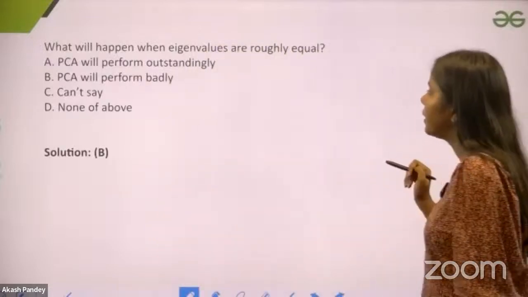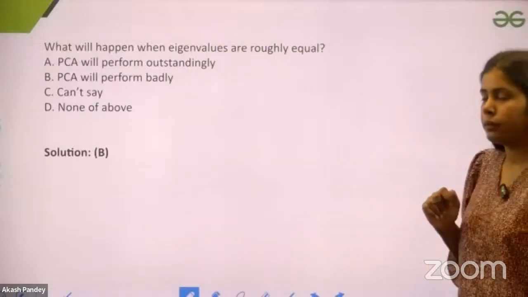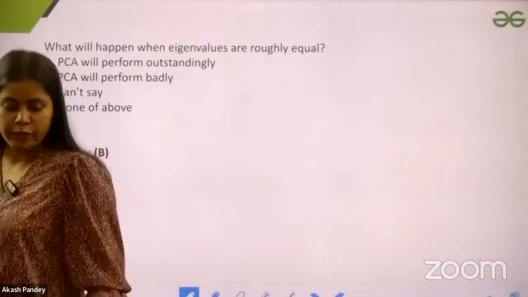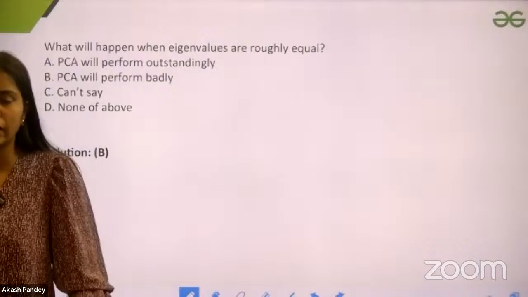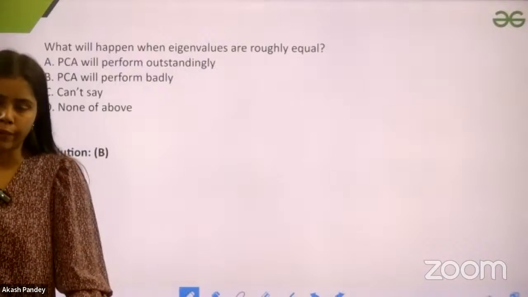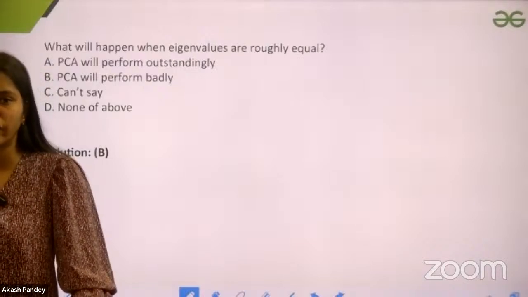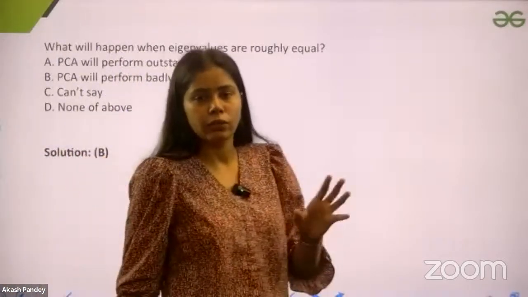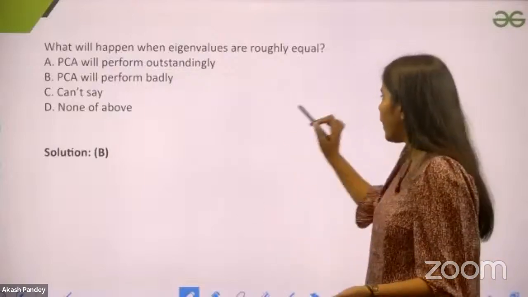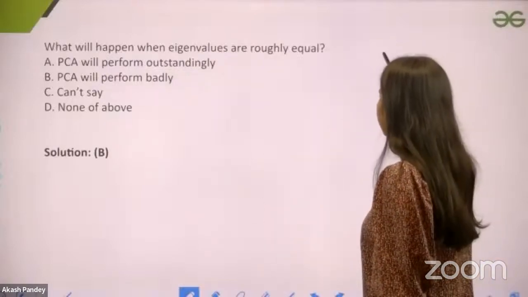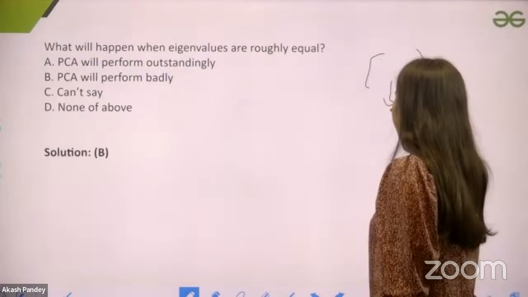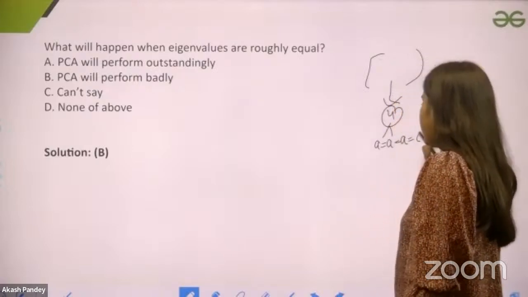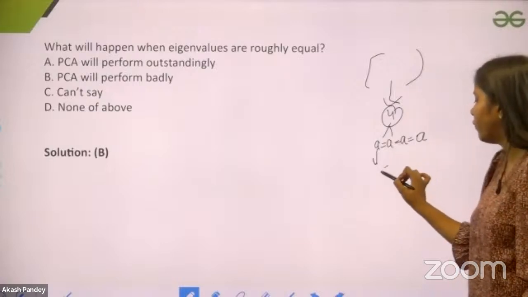What will happen when eigenvalues are roughly equal? So basically, guys, for principal component analysis, we first find out eigenvalues, and based on that we find out eigenvectors, right? These eigenvectors are our principal components, and based on that we find out our new features. So if eigenvalues are roughly equal, let's suppose you have a 4-dimensional data set and you have found 4 eigenvalues. If all these 4 eigenvalues are equal to A, right? That means you only get one eigenvector.